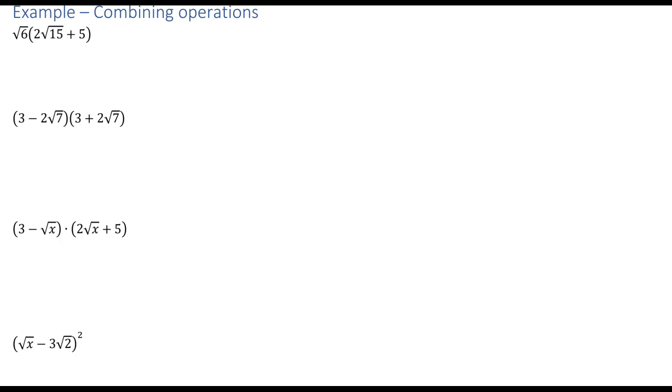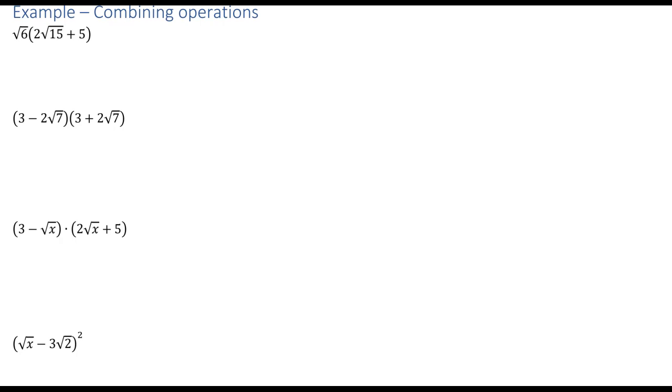Everyone, we're going to work on combining operations on radicals. So we will have problems with addition and subtraction as well as multiplication. We'll also work on combining addition and subtraction with division, but we're going to save that one for just a little bit. We'll work on that in a very specific way. We'll have specific goals. Okay, so first problem, root 6 times 2 root 15 plus 5.